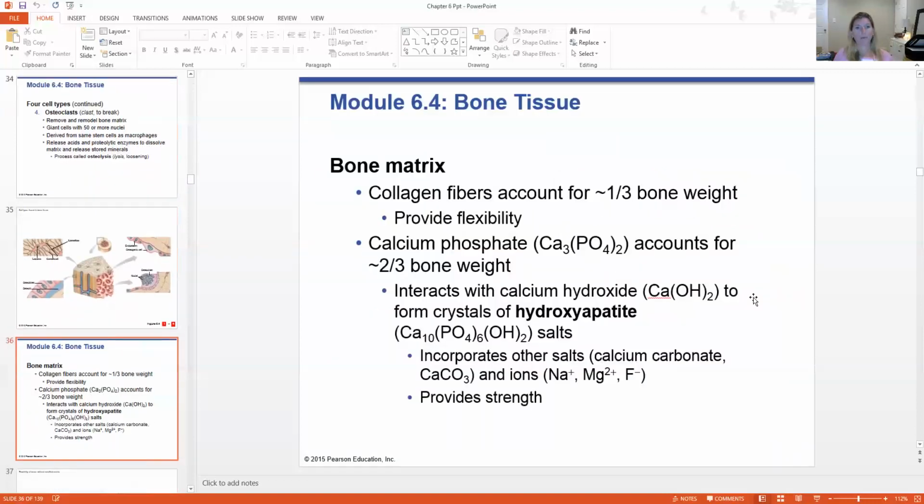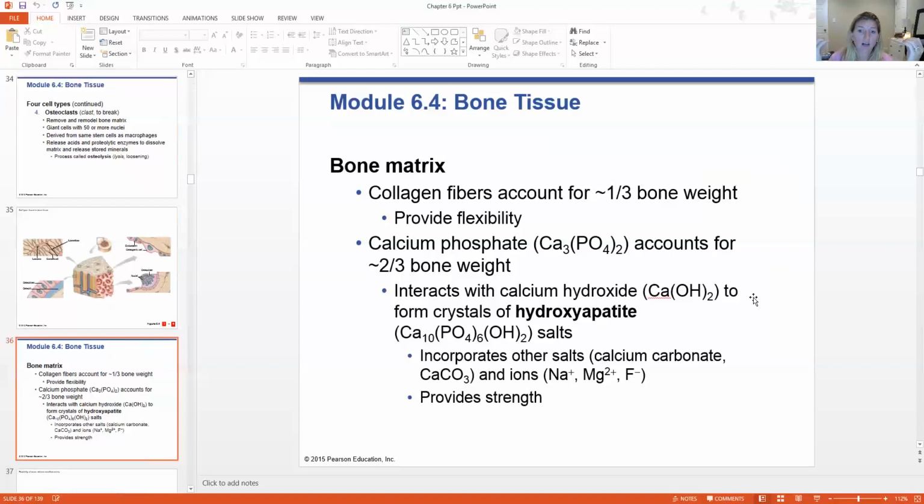So let's talk about that bone matrix. Bone matrix is made of mostly collagen fibers. About a third of bone is just collagen, and then calcium phosphate is the other 2/3. The calcium phosphate will interact with something called calcium hydroxide to form a crystal called hydroxyapatite.